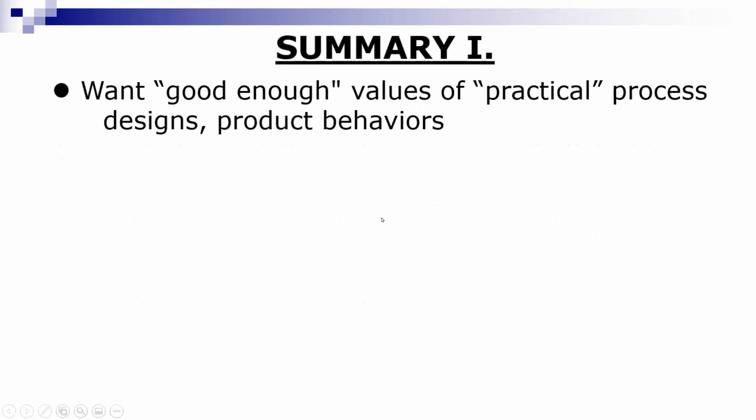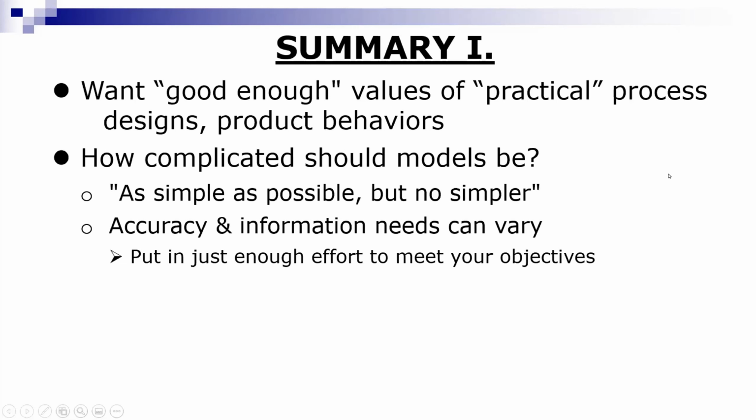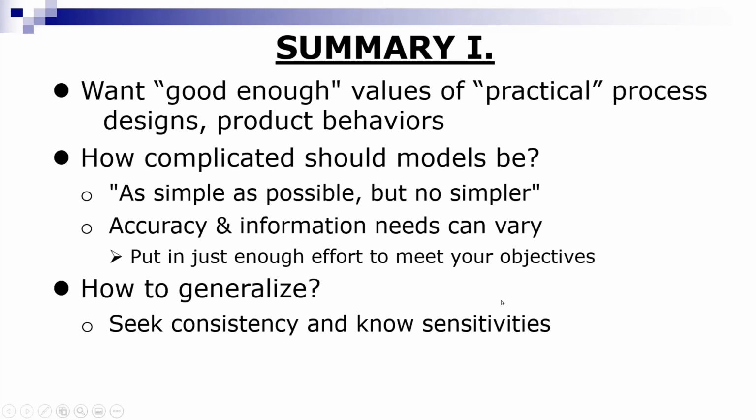So what's the summary? Well, what we want are good enough values for practical process designs and product behaviors. We don't have to do things too fine. It has to be good enough that our process or our product are going to do what we want them to do. How complicated should models be? Well, the old axiom is it should be as simple as possible, but no simpler. So the accuracy and information needs can vary. Just put in just enough effort to meet your objectives, which also include how accurately you want your model to be.